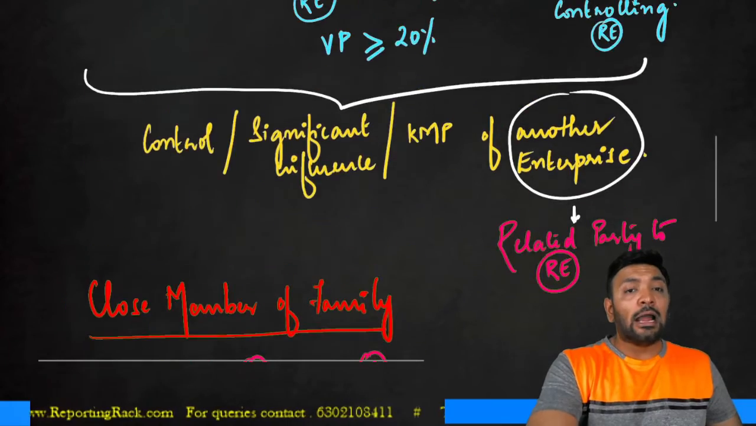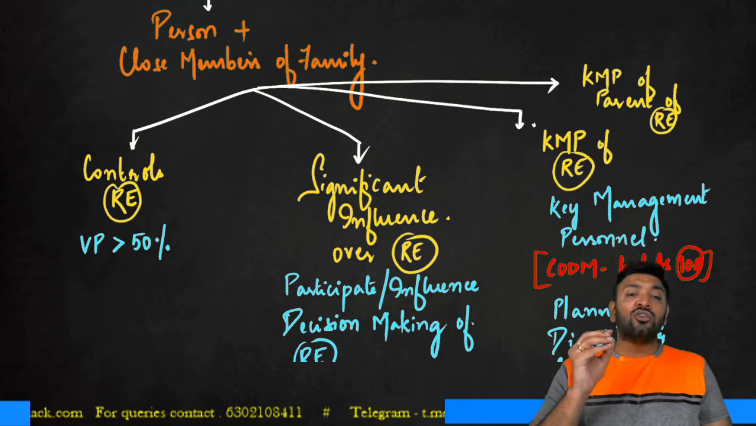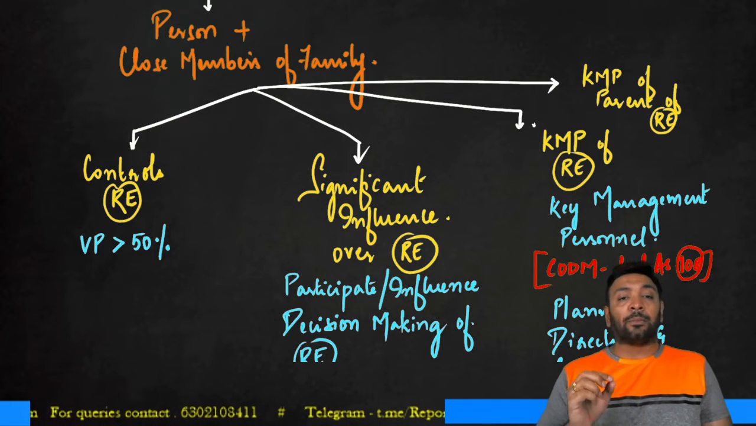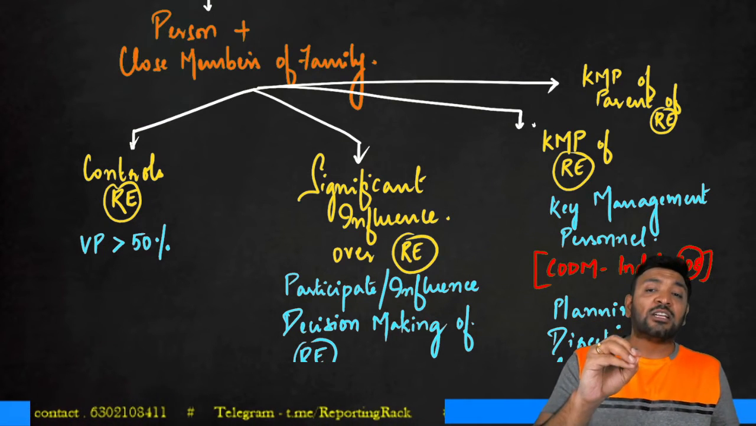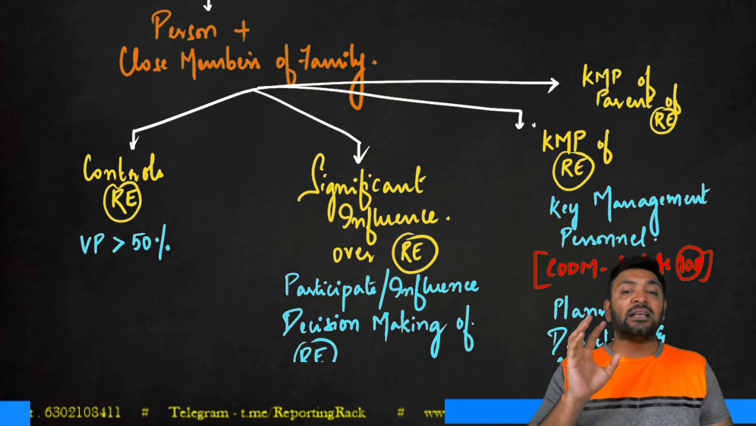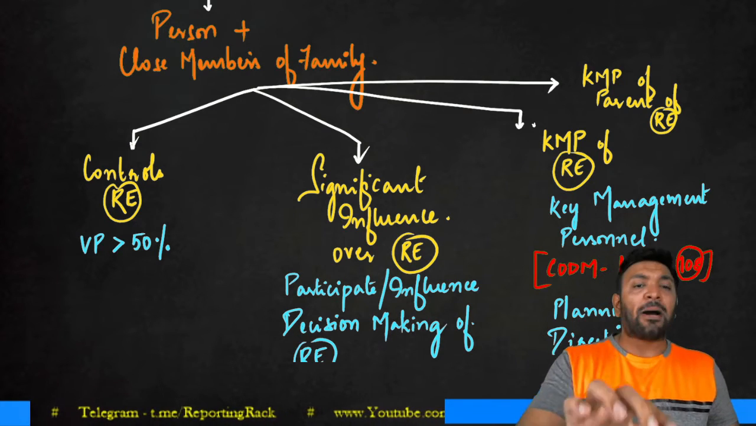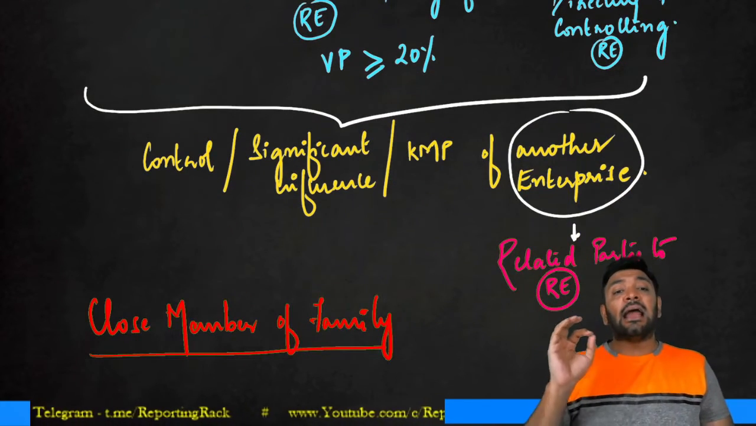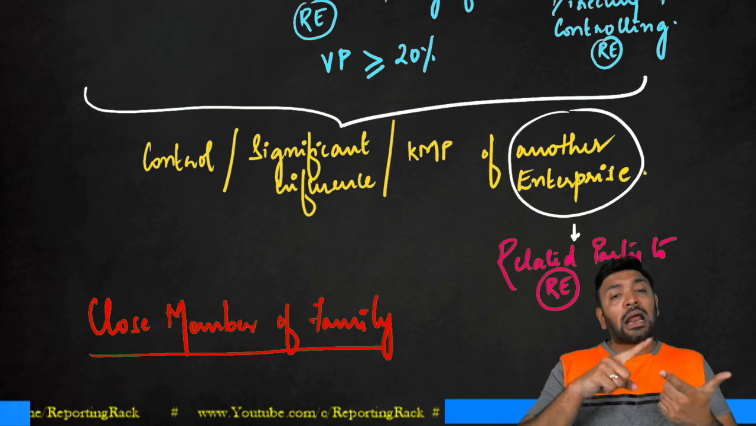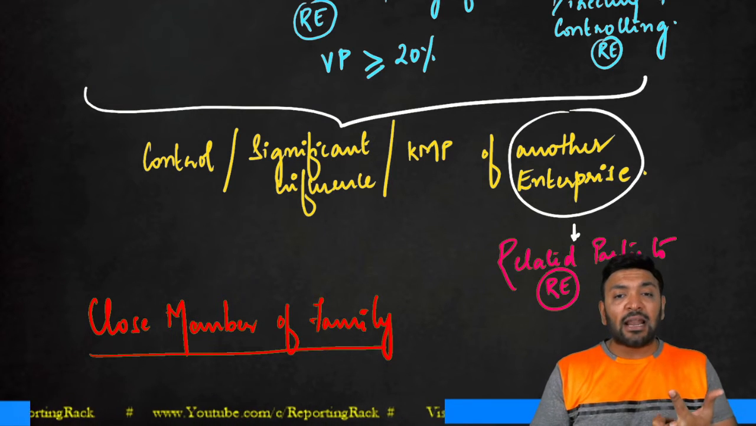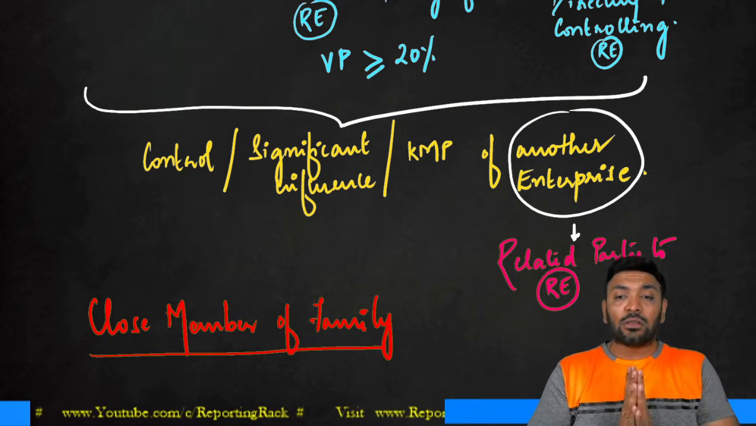Clear? Now, an individual together with his close members of family, if they control a reporting enterprise, have a significant influence over the reporting enterprise, or are a key management personnel of the reporting enterprise, or a key management personnel of the parent of the reporting enterprise, then they can be considered related parties to the reporting enterprise. Apart from that, I added one more. An enterprise in which these individuals mentioned above control or have a significant influence or are a key management personnel will also be called a related party to the reporting enterprise.